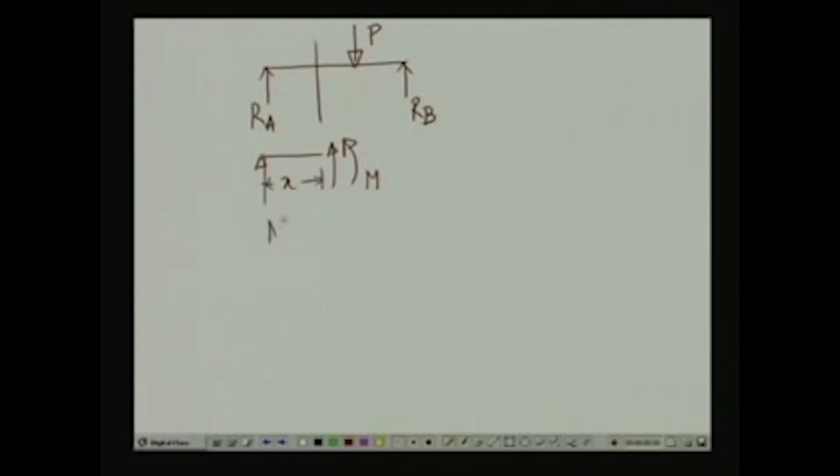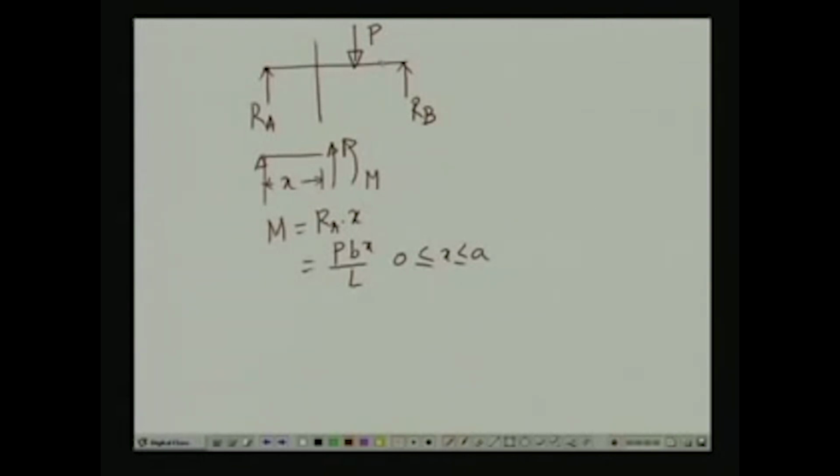So, the bending moment M is equal to R A times x, which is equal to P B x by L, and the validity of this particular moment is from this particular point up to the load point. So, the validity is 0 less than x less than a.